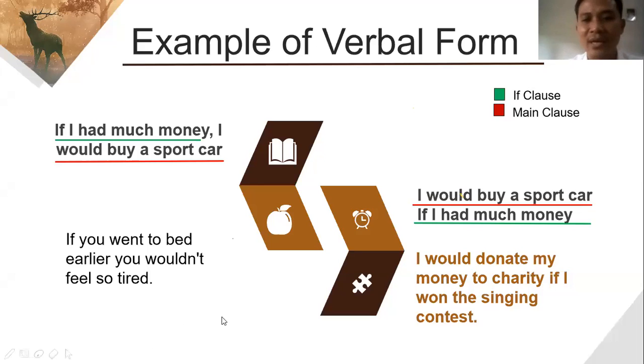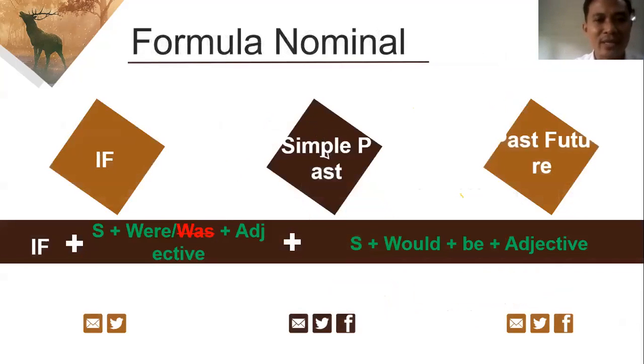Also here, I use the conditional sentence with the result clause in the front. I would buy a sport car if I had much money. Okay, so that's fine. I would donate my money to charity if I won the singing contest. So all sentences have a verb. Donate is a verb, and if I won is also a verb. I would buy is a verb.